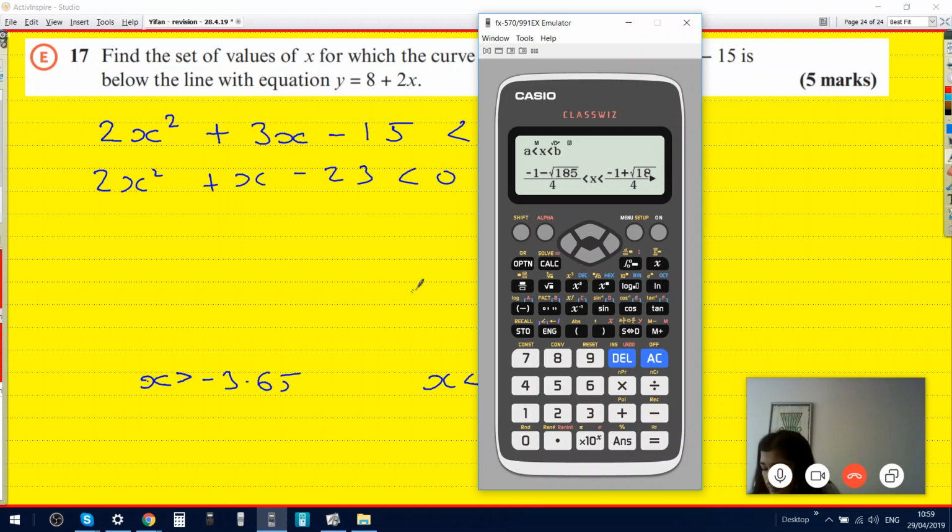And you were just using your graphical thing for that aspect of it? Yeah. You see, you gave it to 3 significant figures, whereas the solver can give you an exact value, and sometimes they may want an exact value. But anyway, do you know how to solve inequalities in your one?